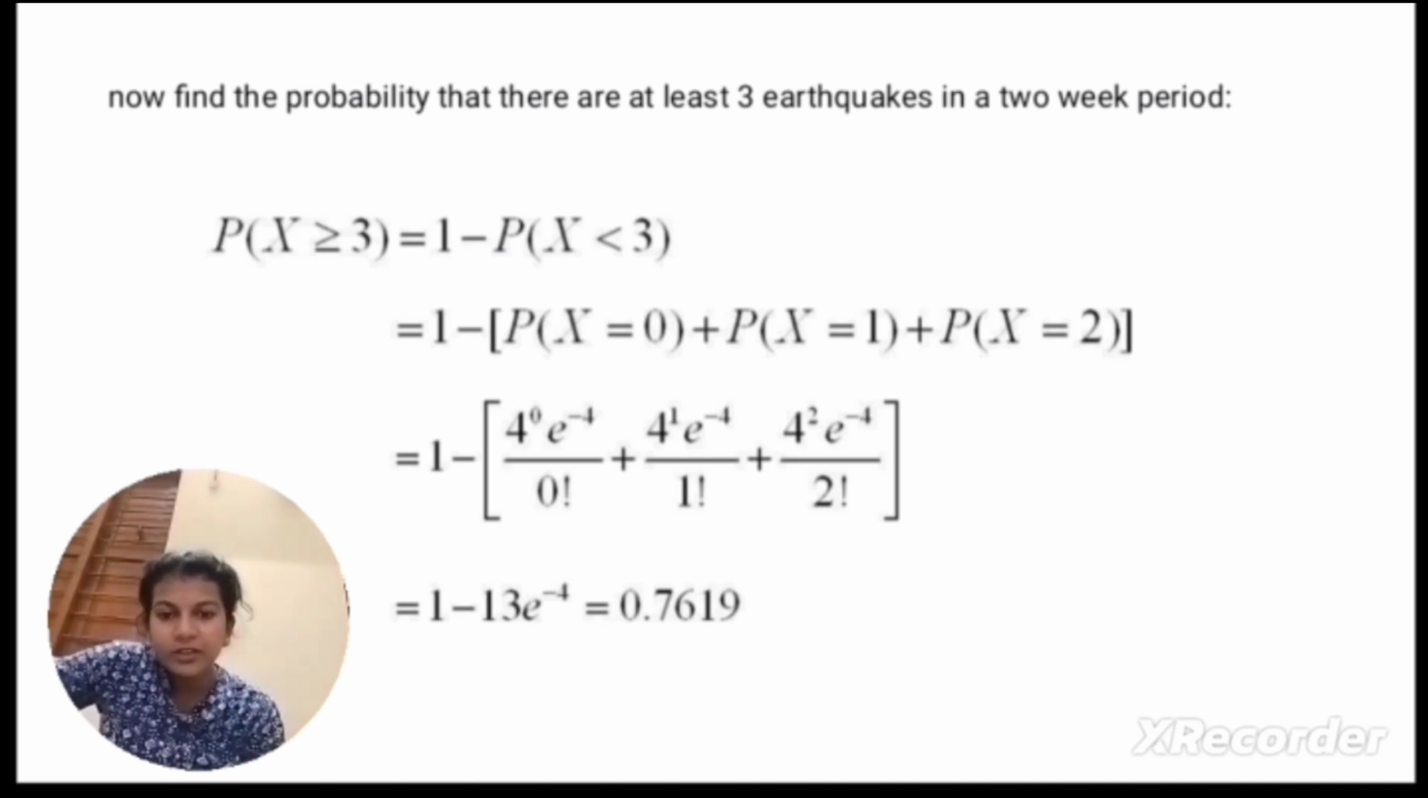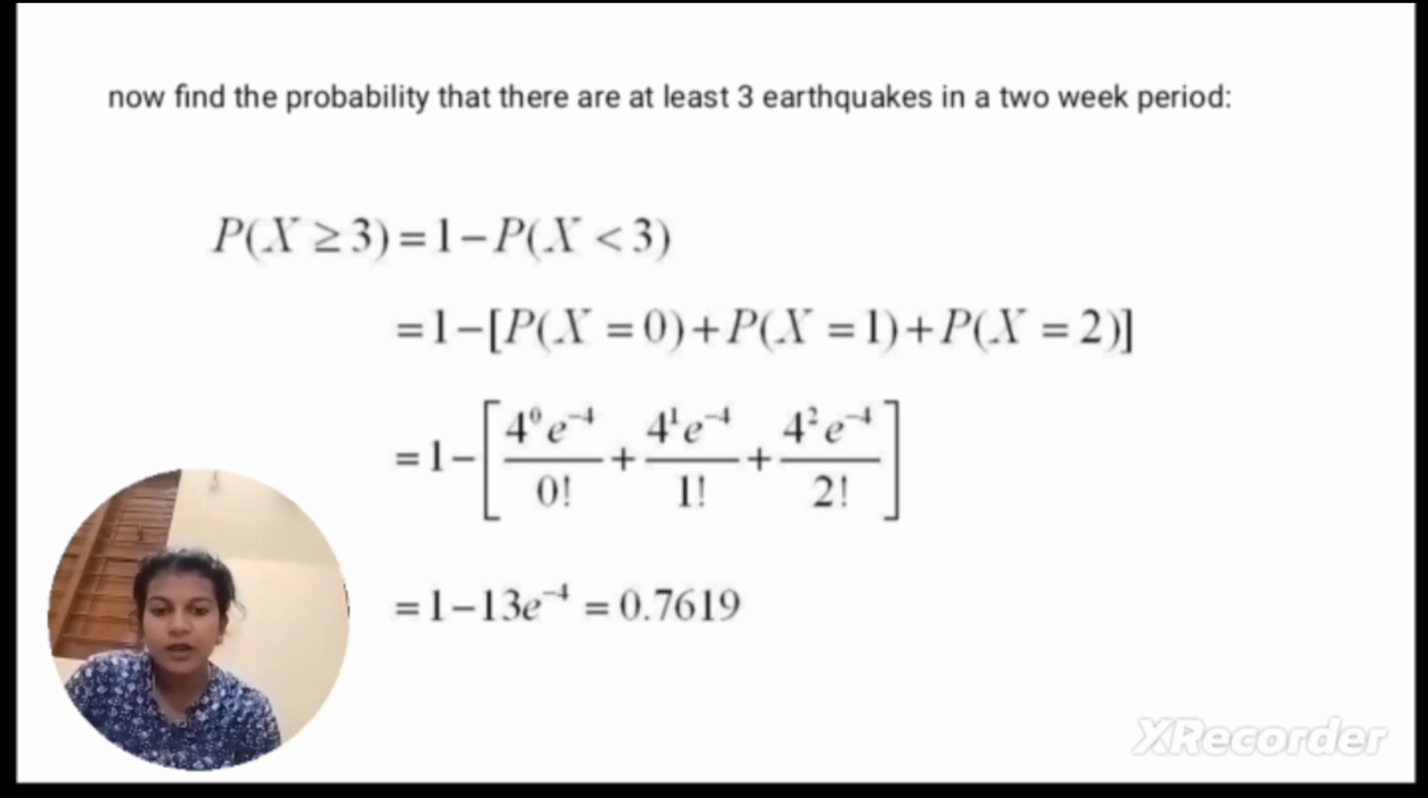Now we find the probability that there are at least 3 earthquakes in a 2-week period. So P(x) greater than or equal to 3 is equal to 1 minus P(x) less than 3. Therefore 1 minus P(x) less than 3, which is equal to P(x=0), P(x=1), P(x=2).